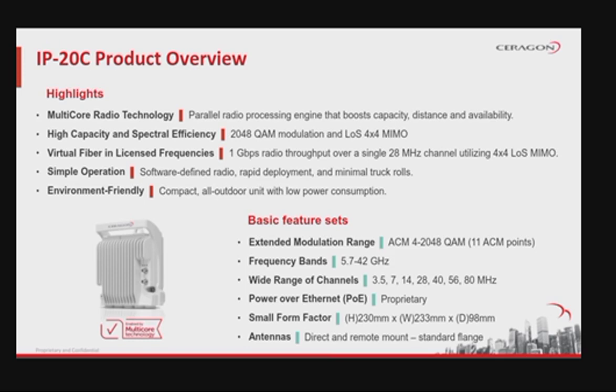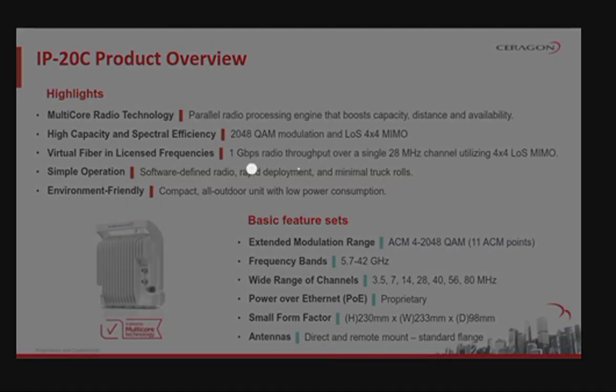Virtual fiber in licensed frequencies, offering 1 gigabit per second radio throughput over a single 28 MHz channel utilizing 4x4 line-of-sight MIMO. Simple operation by software-defined radio, rapid deployment, and minimal truck rolls. And it is environment-friendly, with a compact, all-outdoor unit with low power consumption.